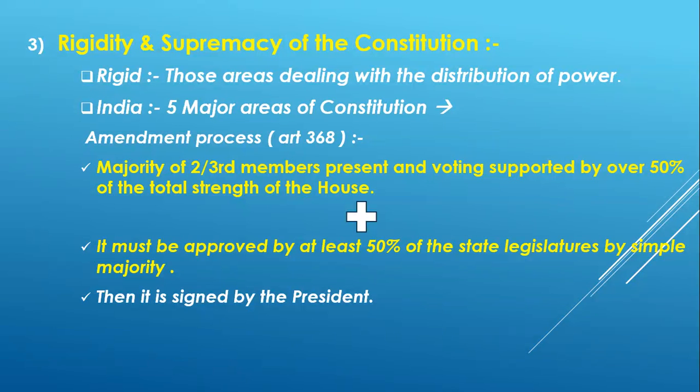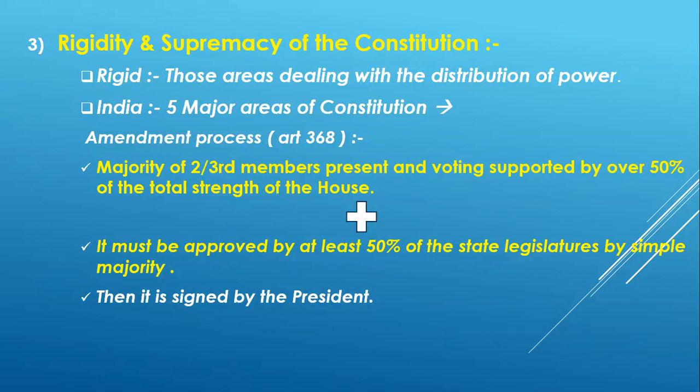Suppose the bill is passed in Lok Sabha. Now the bill will be sent to Rajya Sabha. Now in Rajya Sabha, again the same procedure will be adopted. In Rajya Sabha also, the bill has to be passed by a majority of more than 2/3 of the members present and voting. And the number of members supporting the bill should be more than 50% of the total strength of the house, meaning at least 272. And after the bill is passed in Rajya Sabha, the bill will be sent to the state legislatures.